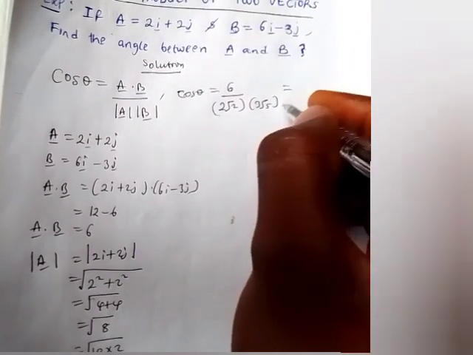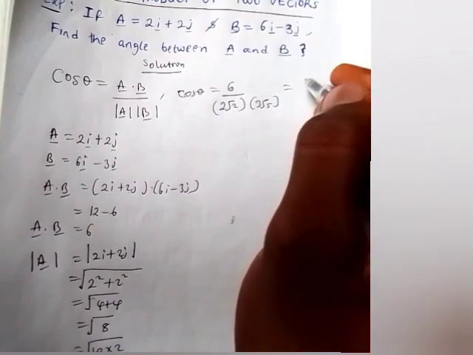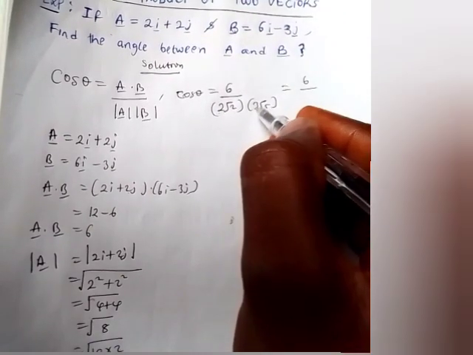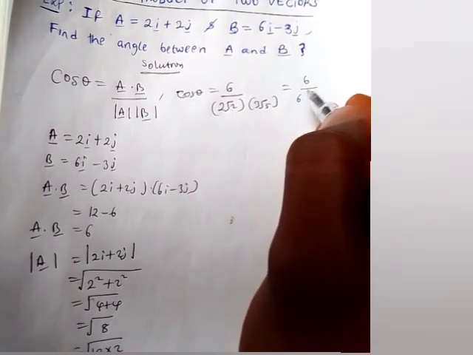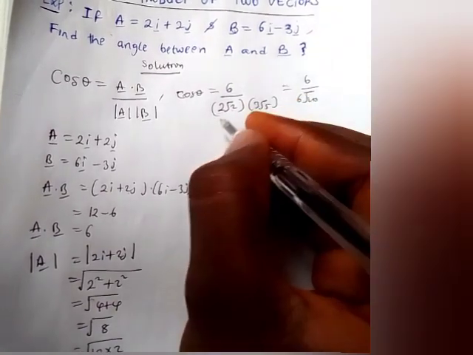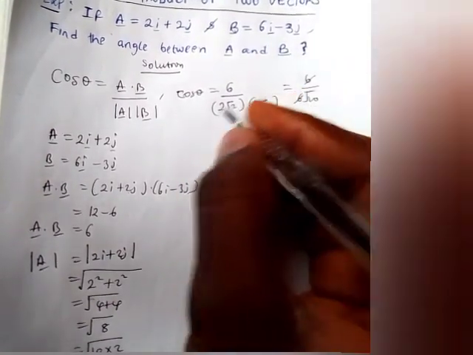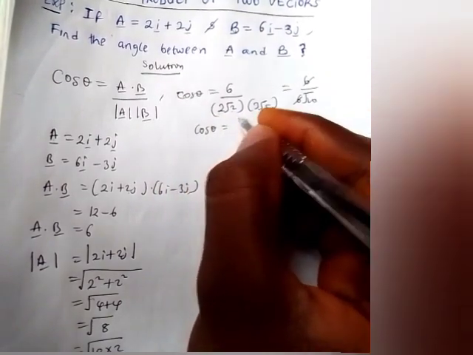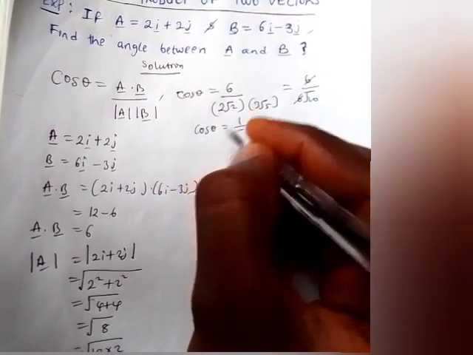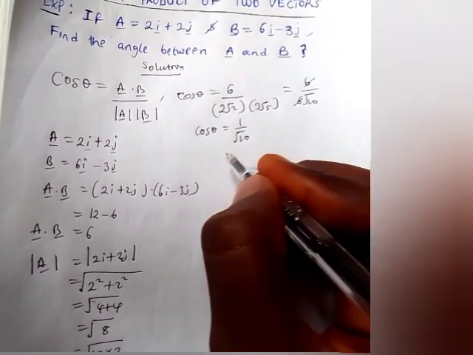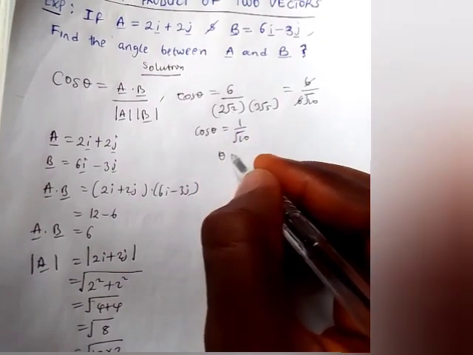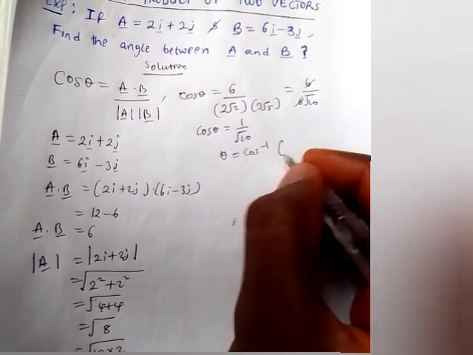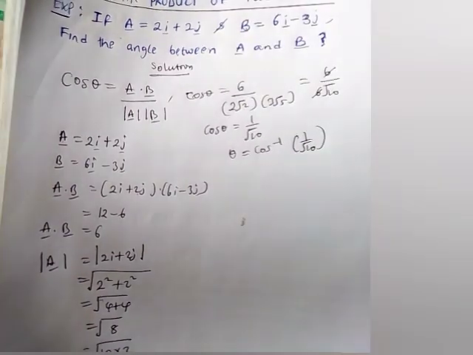We can now multiply the denominator. So we have 6, 2 times 3, we have 6. Square root of 2 times square root of 5, we have square root of 10. So in which we have 6 over 6 cancels. So we have cos theta to be 1 over square root of 10. Now, if we take the arc cos of both sides, we have theta equals arc cosine of 1 over square root of 10.